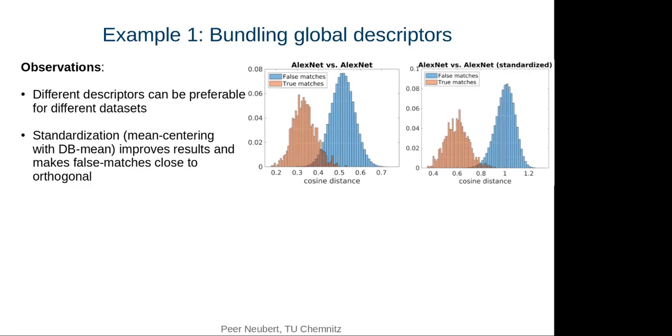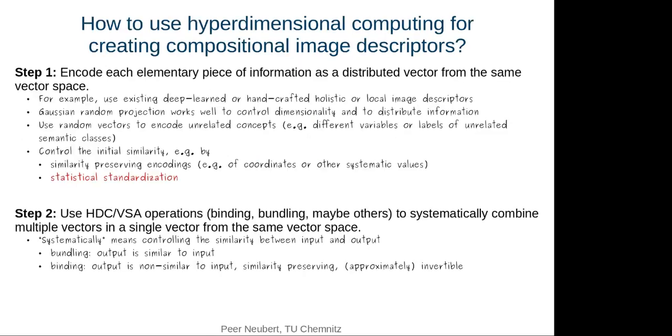Okay, so let's add this to our recipe. To control the initial similarity, statistical standardization is a very good thing. And that's really a key element of why this works practically. Okay, so that's an important part of the recipe.